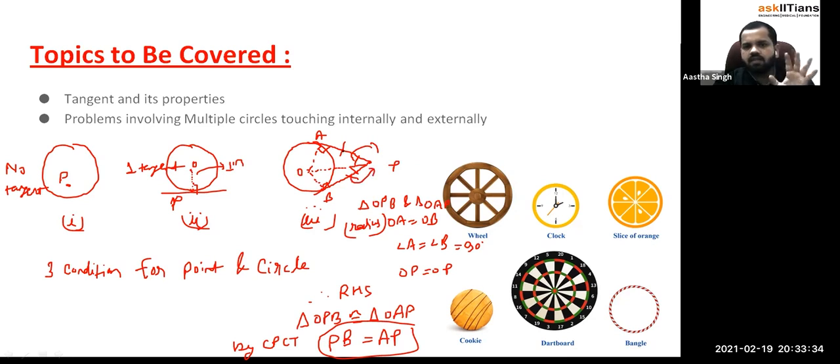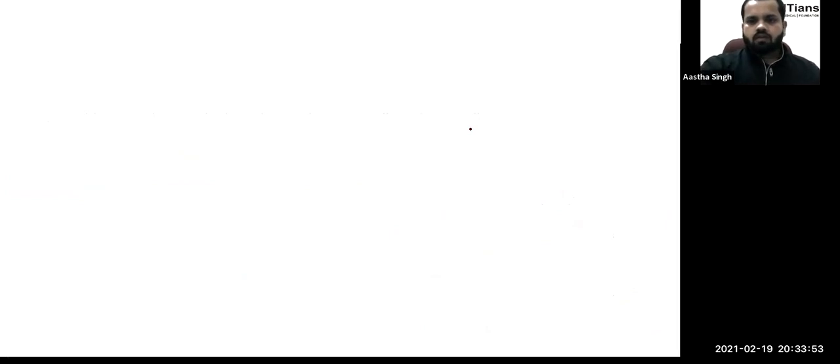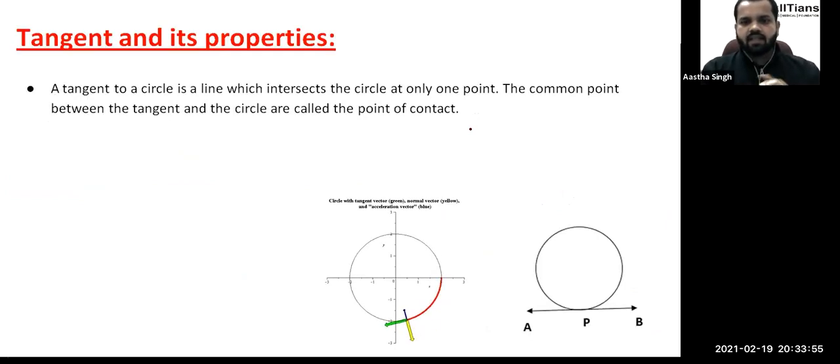I think the point is much clear to you. I have just given an overview of what you will study and why, and what you should know. These are some basic properties you should know, or you have already covered. We'll now study more concepts and more questions regarding them. Okay, so tangent and its properties.